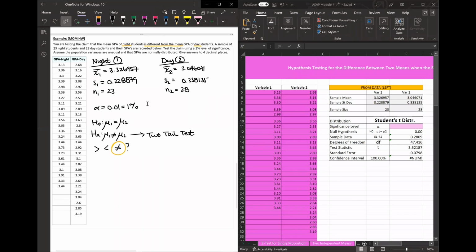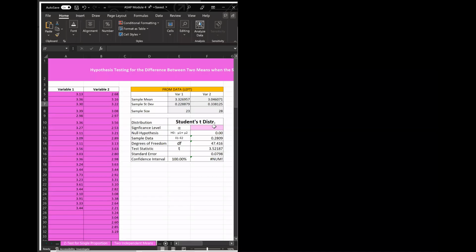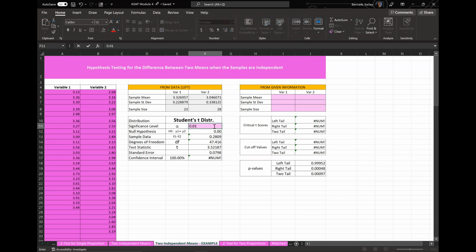Well, let me grab the spit out information from Excel. I want to put in 0.01. I need that in order to do this confidence interval and a few other things over here.